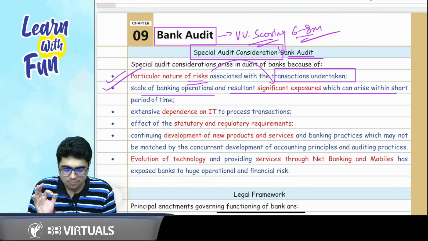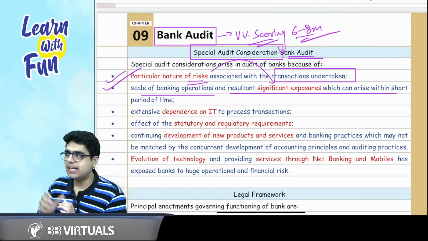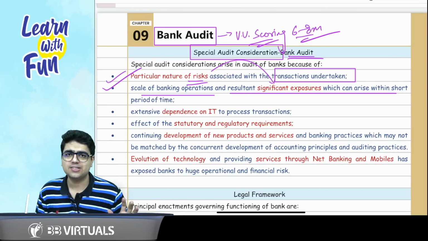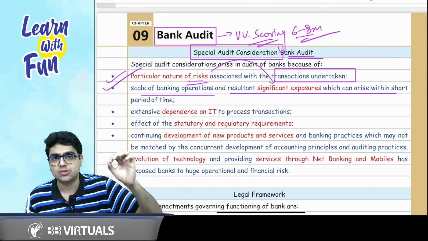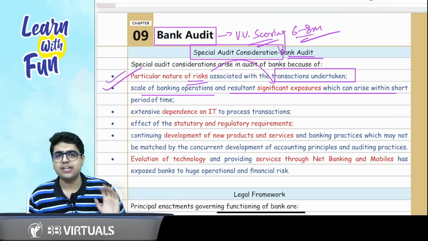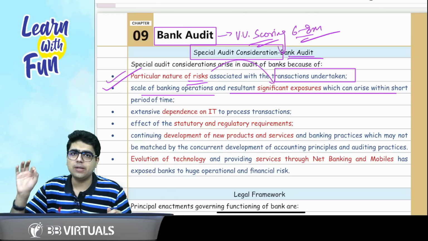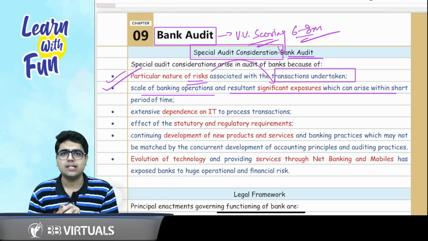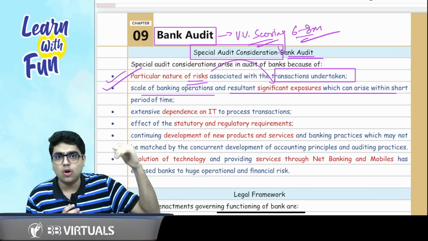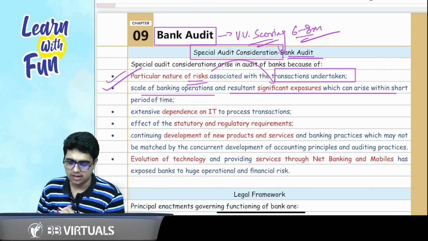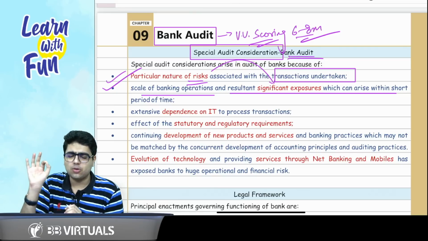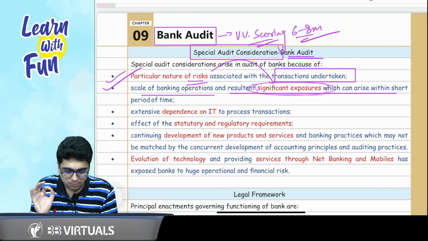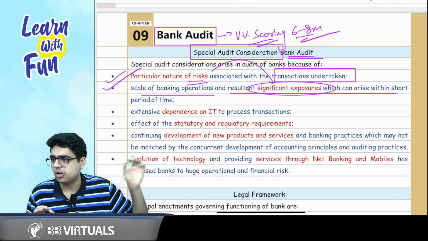You would have seen that now everyone is having a mobile phone in their hands. Everyone is having access to net banking. Since everyone is having access to net banking, people are doing daily bank transactions, and every single moment there are so many bank transactions to handle that there is a lot of risk that any transaction can fail. So what is the first point, sir? Particular nature of risk. Why is the risk so much there? Because of the significant exposure which can arise in a very short period of time.